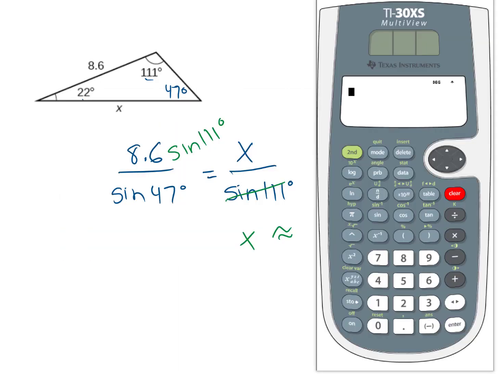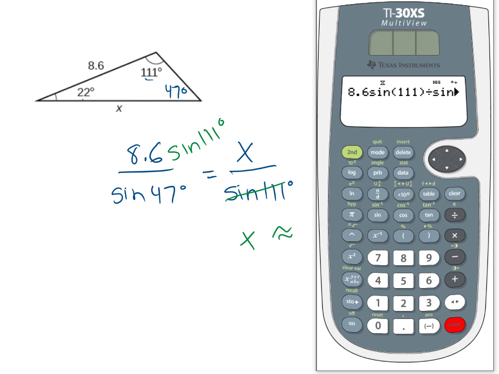Okay, when you first get your calculator, you always check and see if this is in degrees here. Always check to make sure you're in the right mode. Okay, so now I need to put in 8.6 and then sine of 111 and finish the parenthesis on the sine, and then divided by sine of 47.